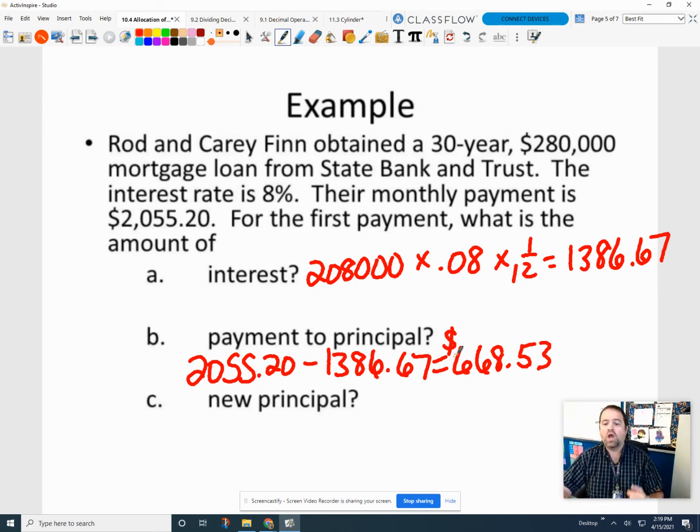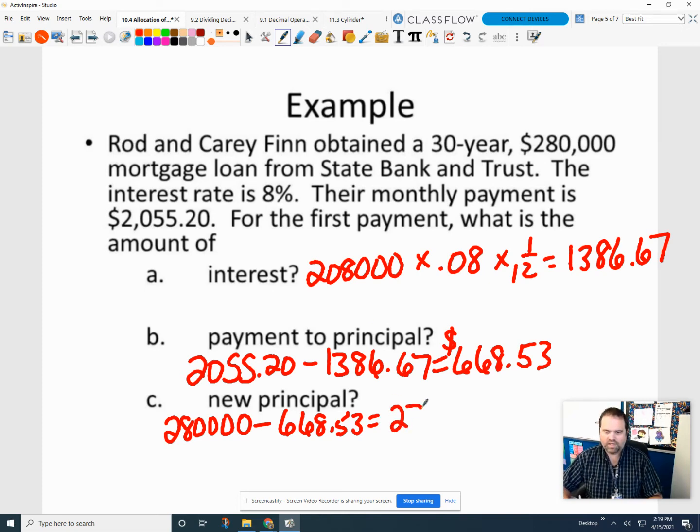$2,055.20 in this case. All right, so their new principal is the $280,000 that they borrowed minus this little drop in the bucket of $668.53. So if we were to do this for a second month, they would owe $279,331.47.